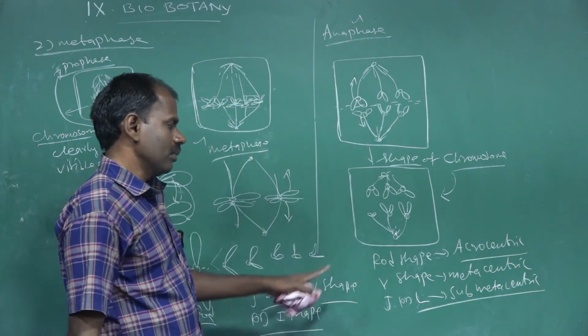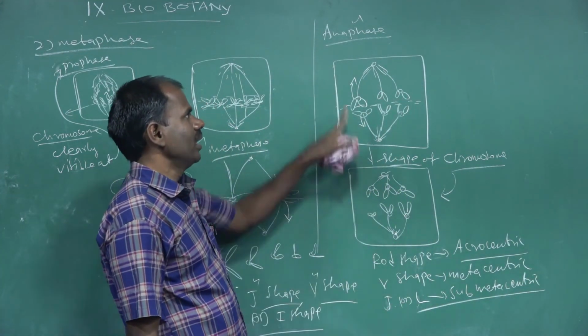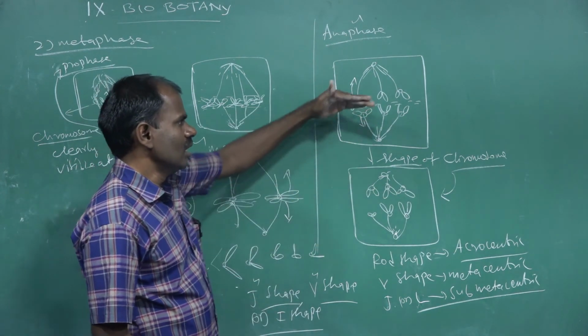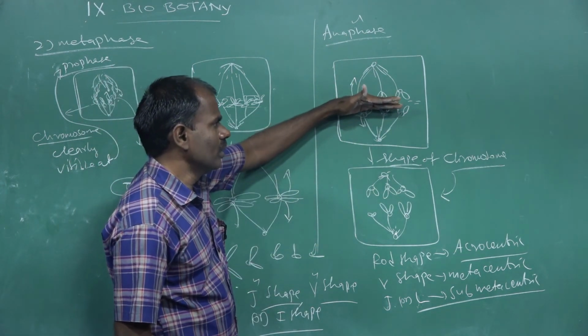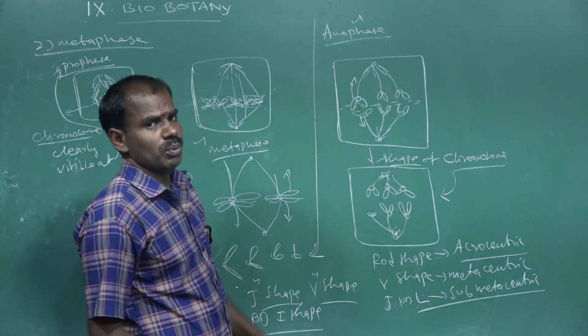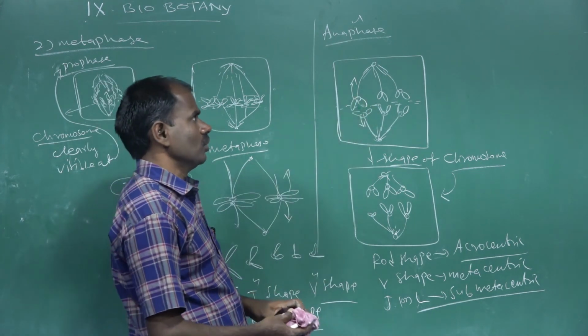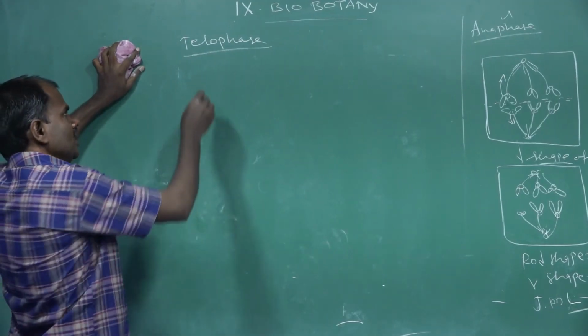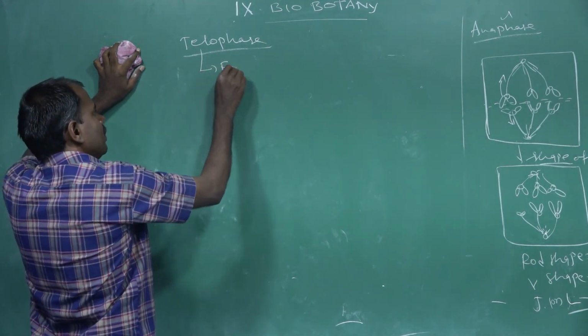Submetacentric chromosomes: the shape of the chromosome is clearly visible only during the anaphase stage. During anaphase, the chromosomes separate and move towards opposite poles. The next stage is called telophase. Telo refers to the end of the phase.